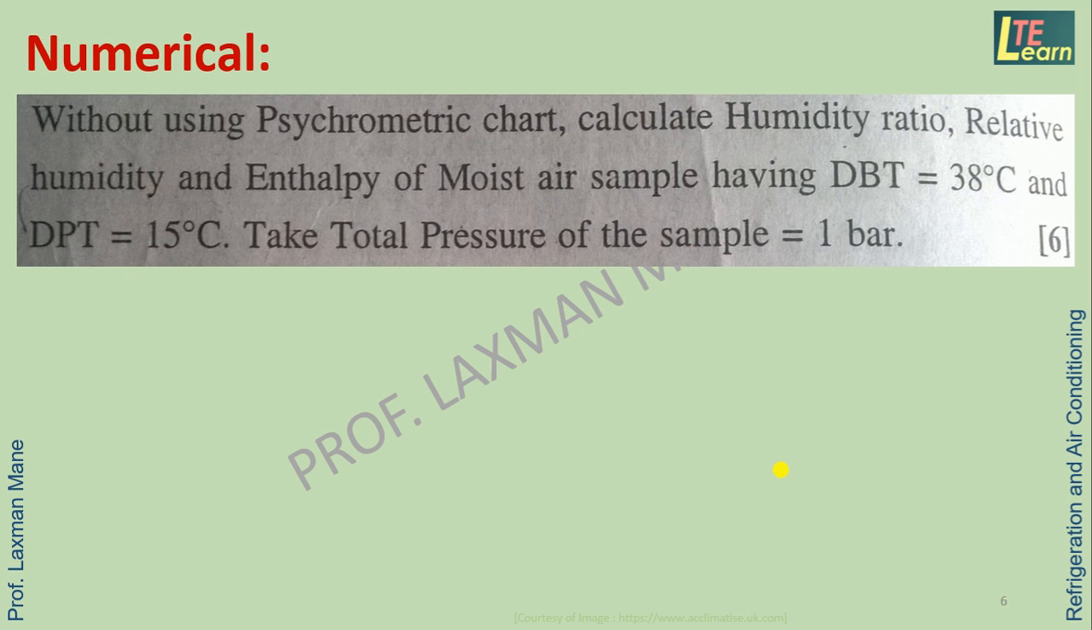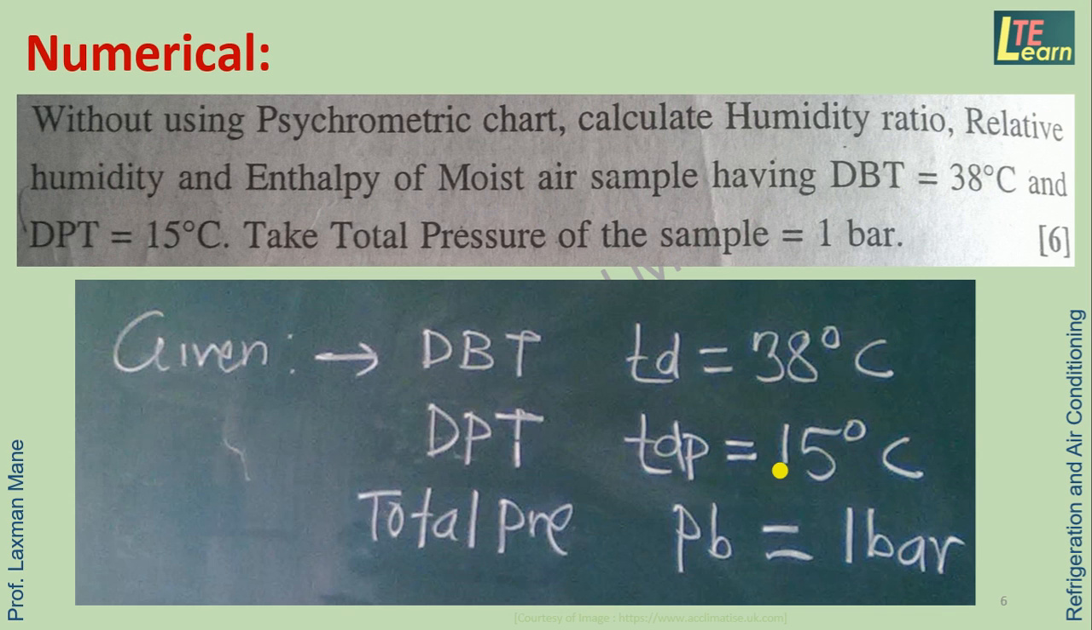So here is data given in this numerical. Dry bulb temperature is given, which is expressed by the notation TD, that is equal to 38 degrees Celsius. Dew point temperature is also given. It is indicated by letter TDP. Here total pressure, means barometric pressure PB, is given as 1 bar. We have to calculate here humidity ratio, relative humidity and enthalpy of moist air.